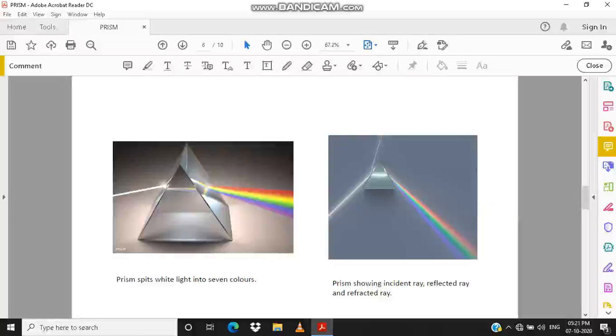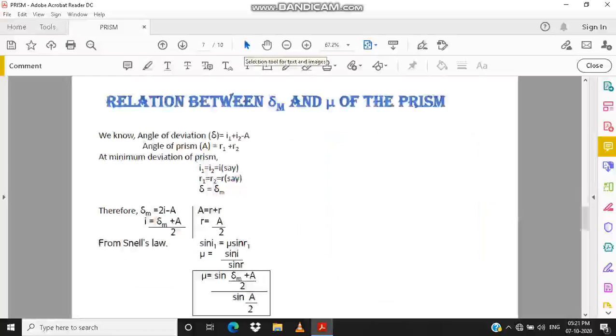Now we have another topic, the relation between delta m and mu of the prism. That is, delta m is the minimum angle of deviation, and mu is the refractive index of the prism. Now what is the angle of deviation? We calculated that delta equals I1 plus I2 minus A. Then the angle of the prism, which we have calculated, is R1 plus R2. We have already calculated this.